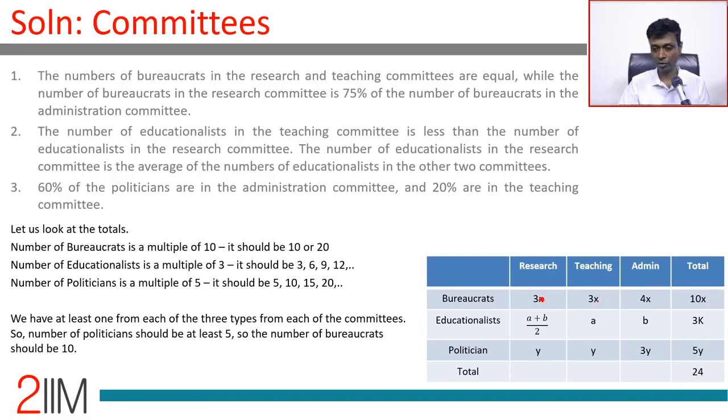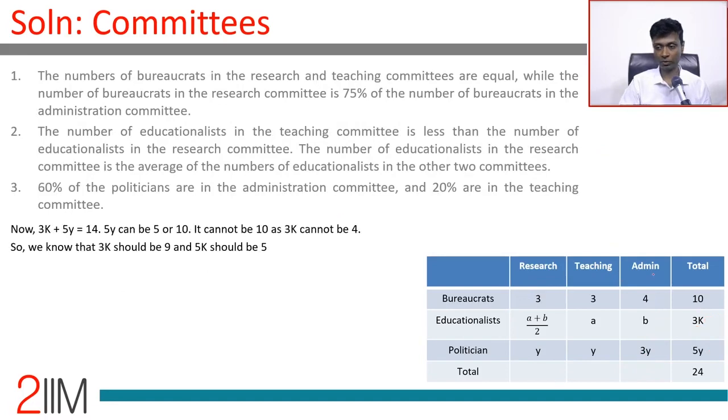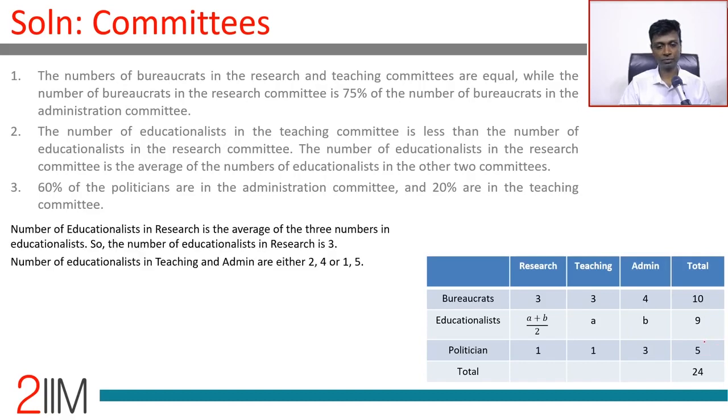This has to be 3, this has to be 3, this has to be 4, this has to be 10. This could be 5 or 10, it cannot be 15. If it were 5, 10 plus 5 is 15, there will be 9 remaining. 10 plus 10 is 20, there will be 4 remaining. We cannot have 4 remaining because this has to be a multiple of 3, and we've completely solved the entire grid in terms of the totals. This total is 10, this total should be 5, this total should be 9. Now we know this is the average of the 3. If this is 9, this should be 3.